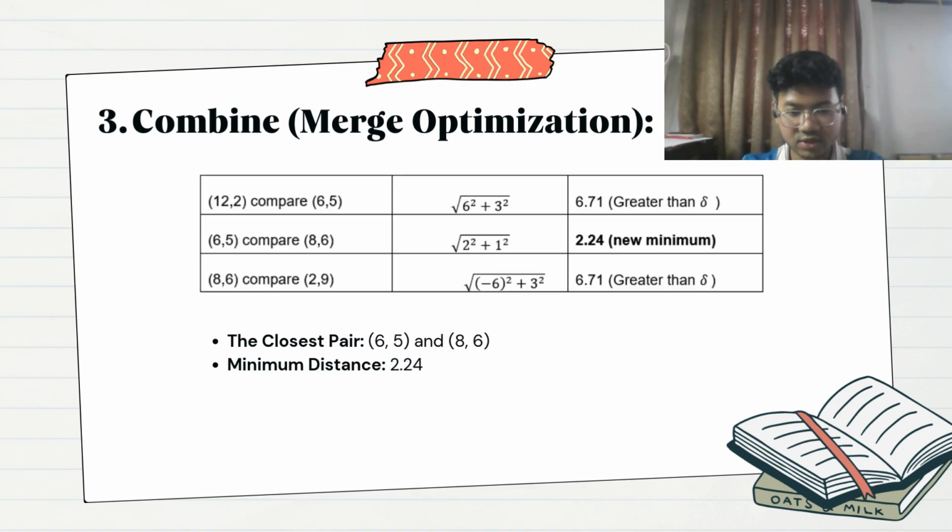After sorting the strip points by y coordinate, we compare only nearby points. During this step, we find a smaller distance, which is between 6,5 and 8,6. The distance is 2.24, which is smaller than the first delta we got. Therefore, the closest pair of points is 6,5 and 8,6, and the minimum distance is 2.24.